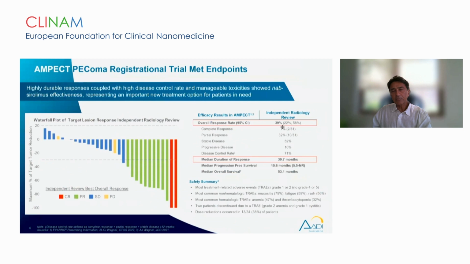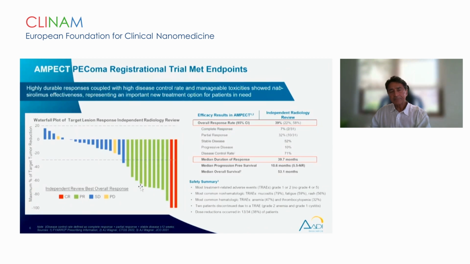What's particularly striking was that the overall response rate was about 40%, but what was very impressive was the duration of response, the median duration was almost 40 months. So over 3 years of duration in a median measurement. And so that was pretty striking, and this was sufficient to get the drug approved. So in November of 2021, this drug was approved. FiArrow is the brand name, and today it is marketed by our company, Aadi Bioscience.